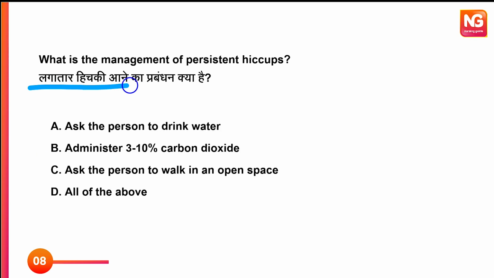Next, what is the management of persistent hiccups? Option A ask the person to drink water, option B administer 3 to 10% carbon dioxide, option C ask the person to walk in an open space, option D all of the above. And the correct answer is option B administer 3 to 10% carbon dioxide. Administering 3 to 10% carbon dioxide is the management of persistent hiccups.